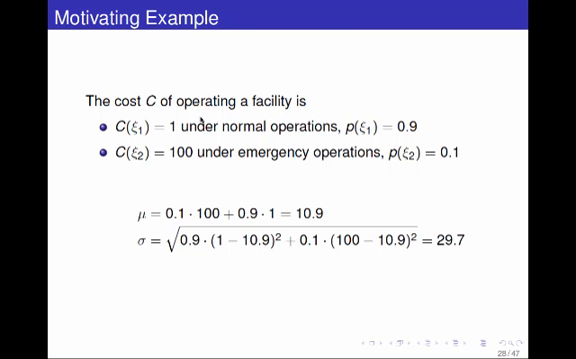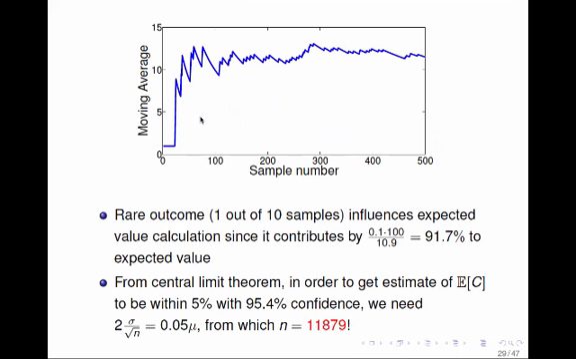You write a routine in MATLAB, uniform 0, 1. If it lands underneath 0.1, it's a bad cost and you report 100. If it's between 0.1 and 1, you report 1. So that's what I did, and here I'm drawing the moving average. The moving average is just this plot here that you're seeing over there. Okay?